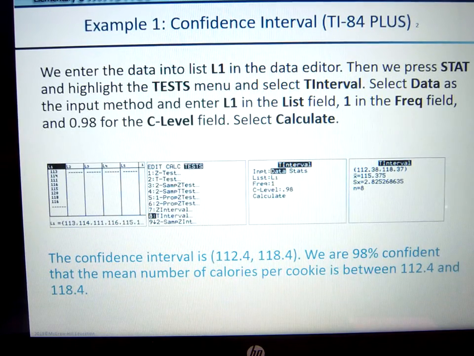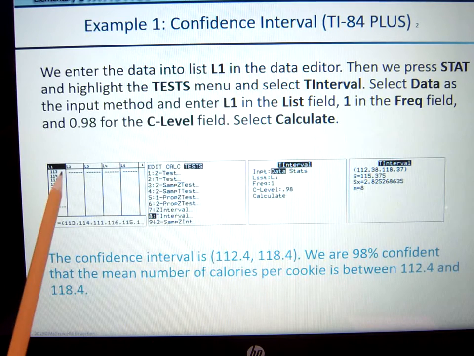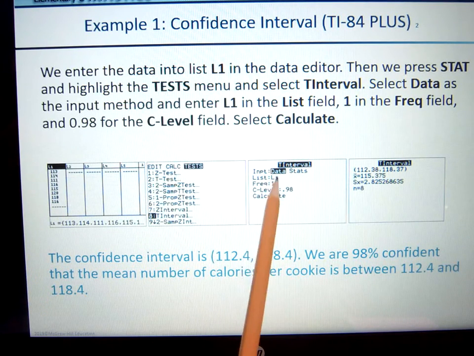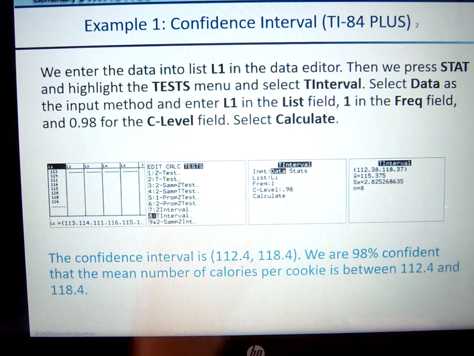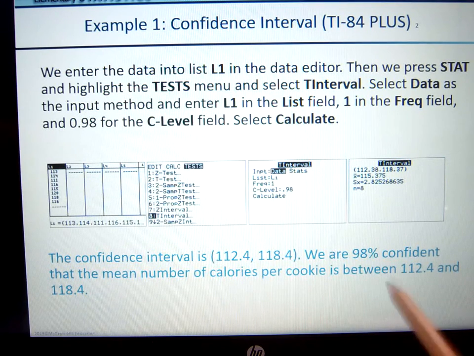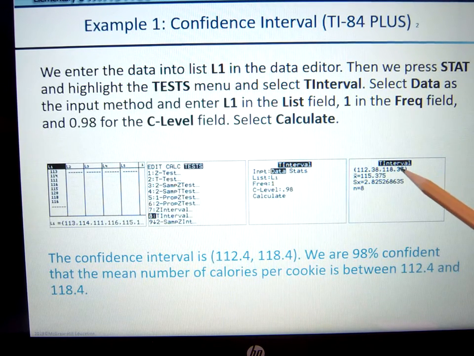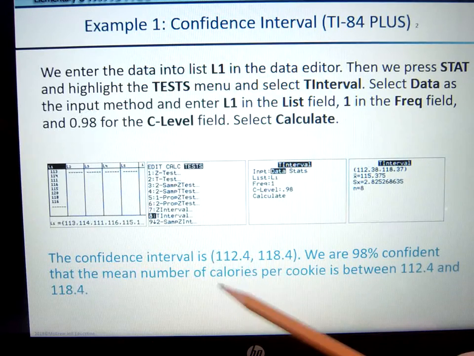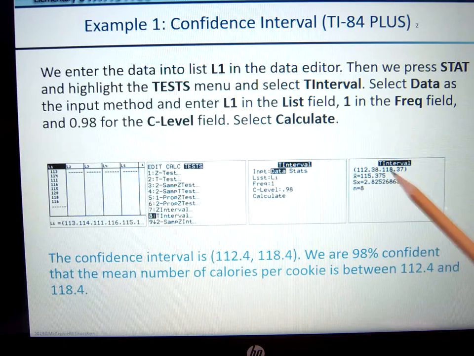So this time, since we have the raw data, when we go to edit test 8, we're going to put in the data. And we have to put that data into L1. So over here, we're going to say we're putting the data in L1. Now the frequency, we're going to put the value of 1 in because we have one list there. And our confidence level is 98%. Then we're going to calculate. And when we calculate, we will get our values of 112 and 4/10 to 118 and 4/10 rounded to the tenths place.